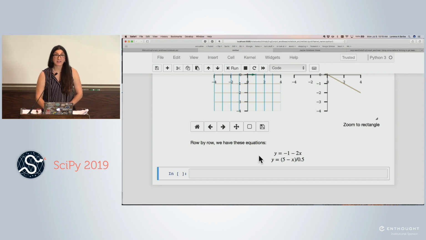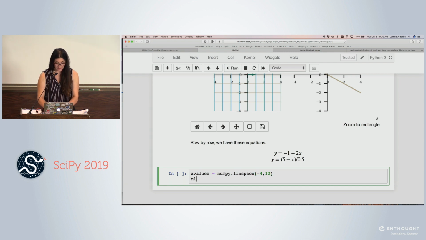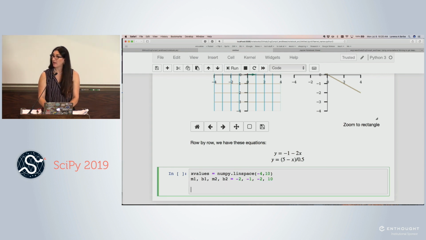And now we can write again two lines to represent these equations, as we did before. So x values equals numpy.linspace. I did this before, and I played around enough that I found a nice range for these numbers, and it's -4, 10. Since I did this ahead of time, I have that advantage. M1, comma B1 defines the first line. M2, comma B2 defines the second line. For the first line, the M is -2. The y-intercept is -1. For the second equation, we have 1 over 0.5, which is the same as multiplying by 2. So that's -2 multiplies x. 5 divided by 0.5 is multiplying by 2 again, and so that gives me a 10. Those are the two lines.